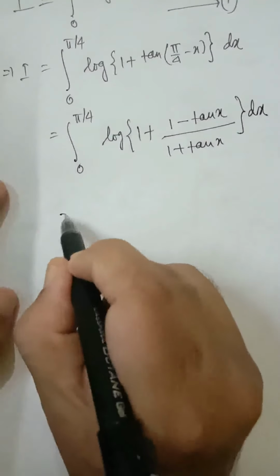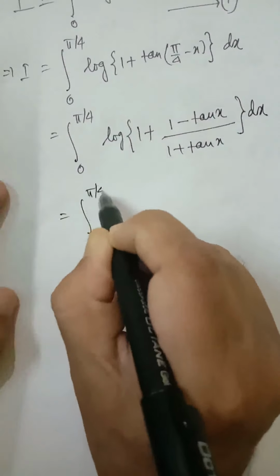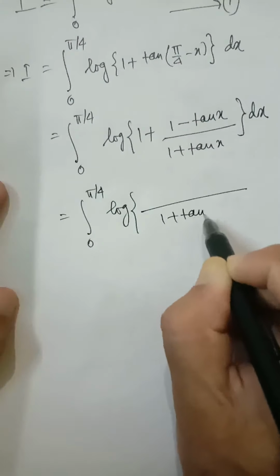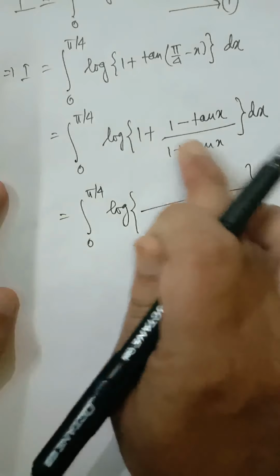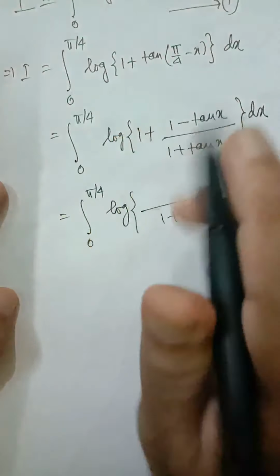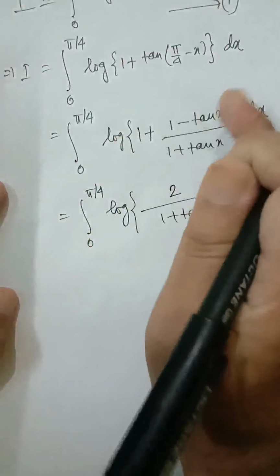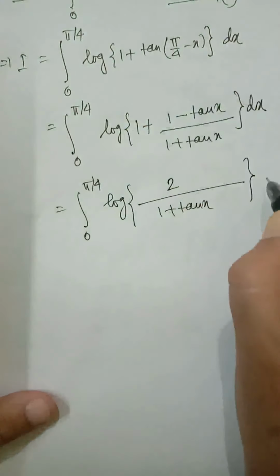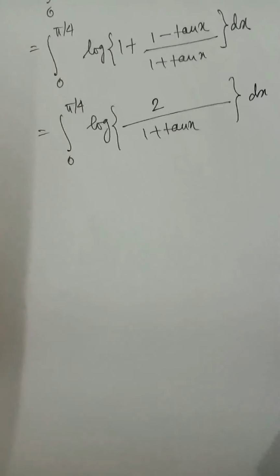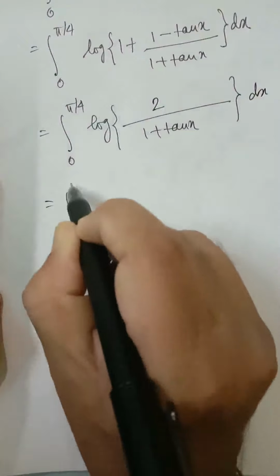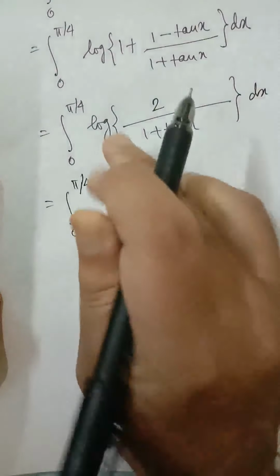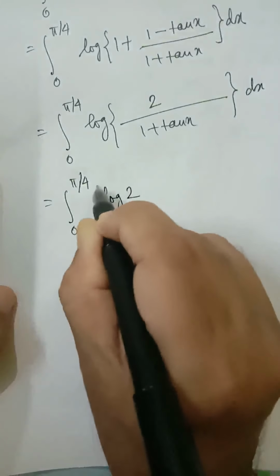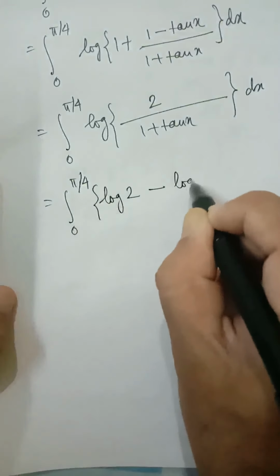If we take LCM, we will get 0 to pi by 4 log of 1 plus tan x, and the numerator will be 1 plus tan x plus 1 minus tan x. Plus tan x minus tan x will get cancelled. Take LCM, tan x will get cancelled. We will get this 2 by 1 plus tan x, 0 to pi by 4. Now log of m by n is log of m minus log of n.